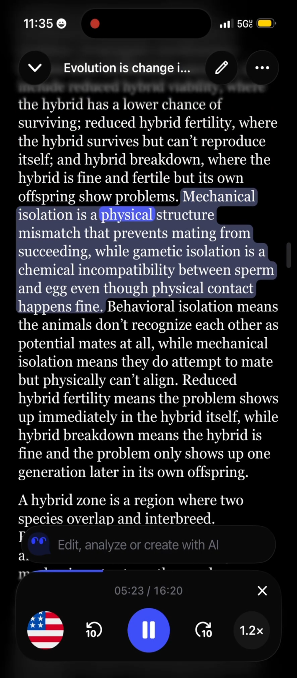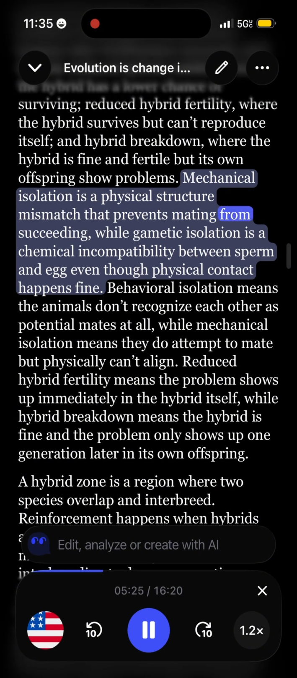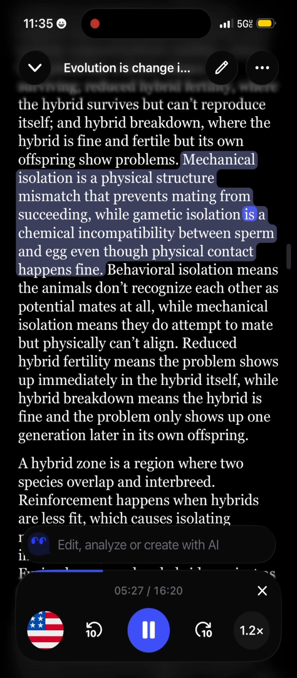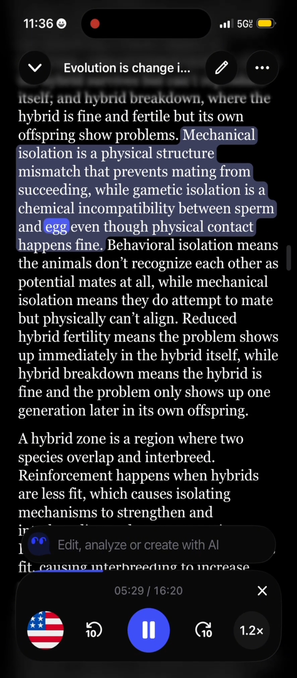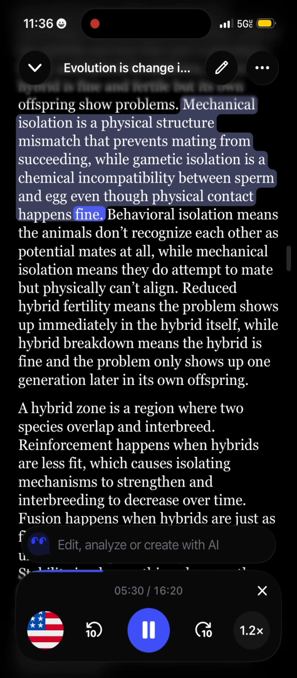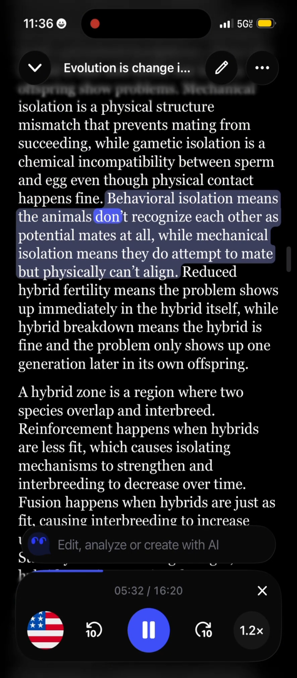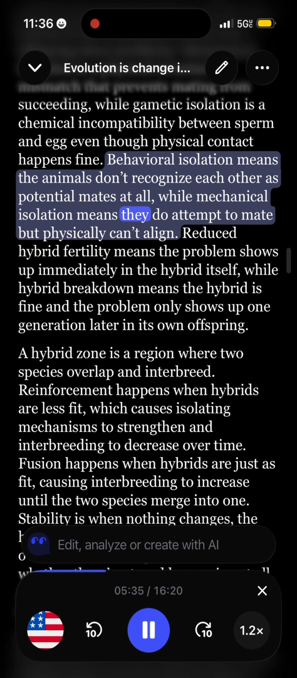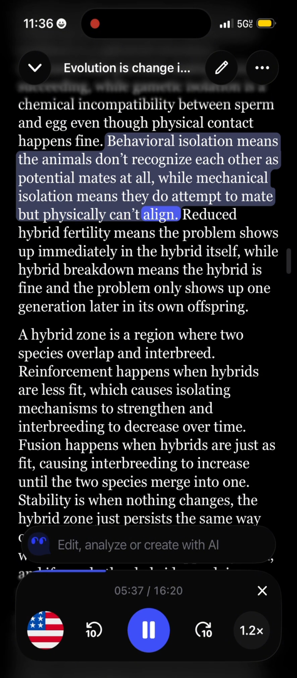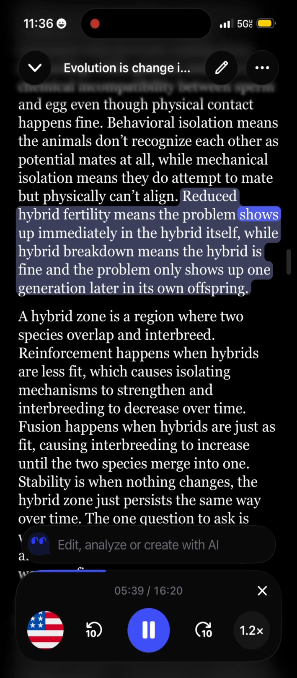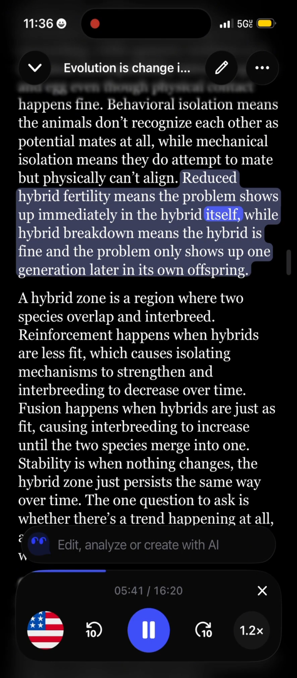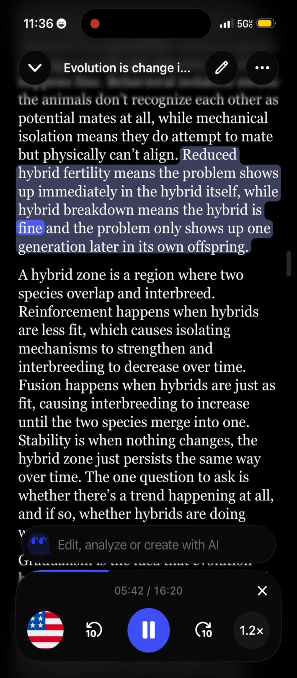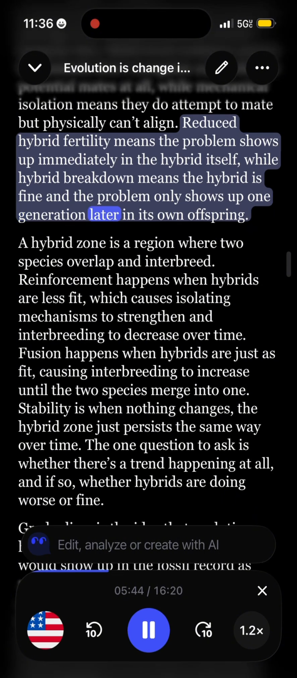Mechanical isolation is a physical structure mismatch that prevents mating from succeeding, while gametic isolation is a chemical incompatibility between sperm and egg even though physical contact happens fine. Behavioral isolation means the animals don't recognize each other as potential mates at all, while mechanical isolation means they do attempt to mate but physically can't align. Reduced hybrid fertility means the problem shows up immediately in the hybrid itself, while hybrid breakdown means the hybrid is fine and the problem only shows up one generation later in its own offspring.